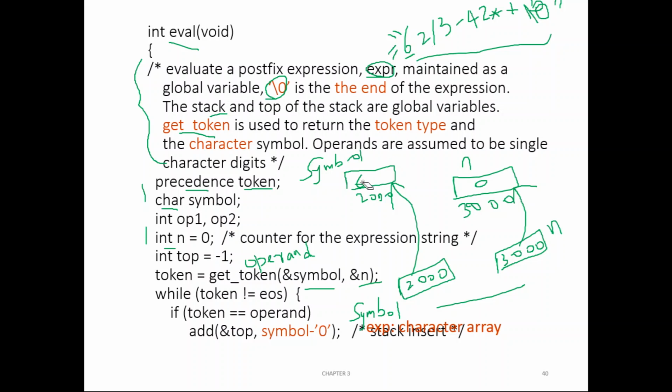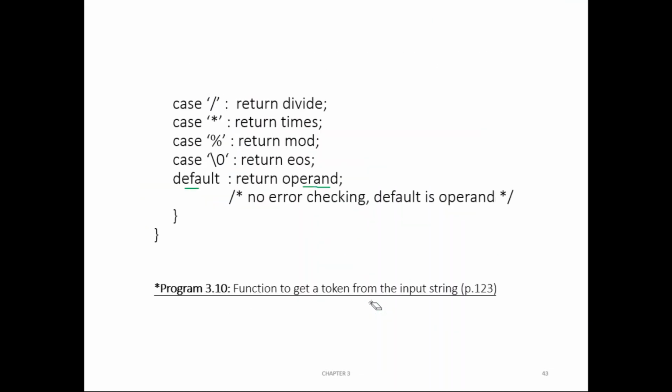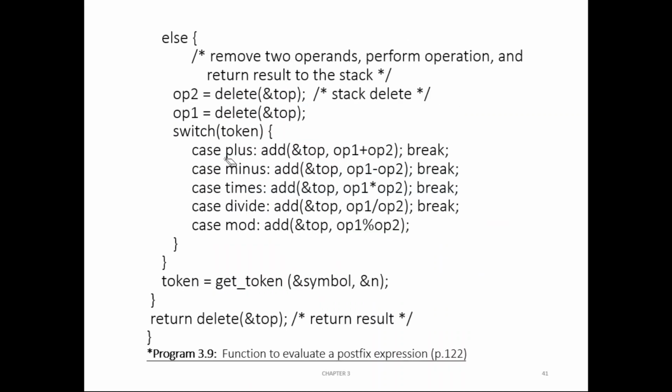Because this while loop continues until the symbol is nothing but backslash 0, right? Finally the top of the stack will be having the final result. Okay, in this expression the final result is 8, so that can be finally popped from the top of the stack. Okay, this is the logic.